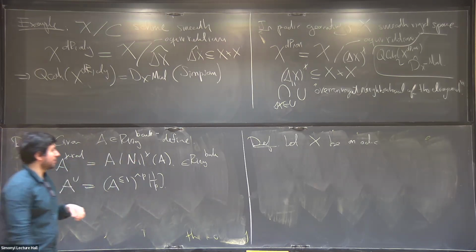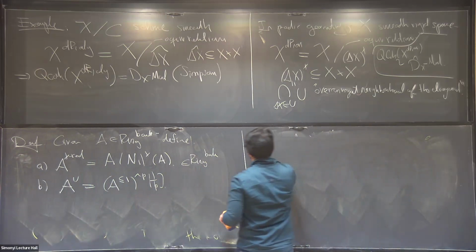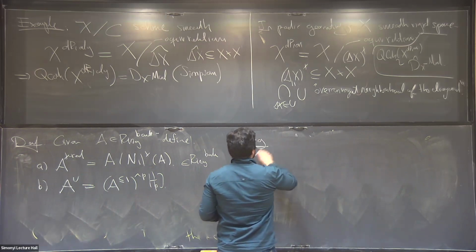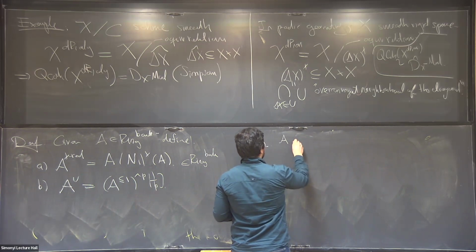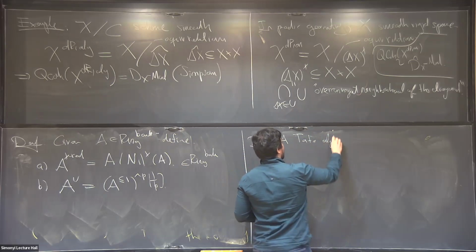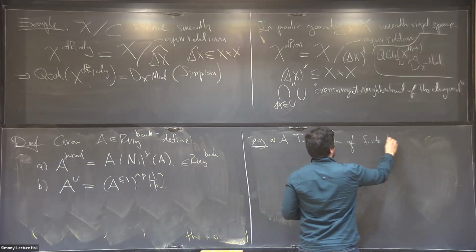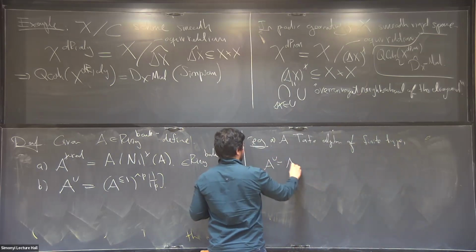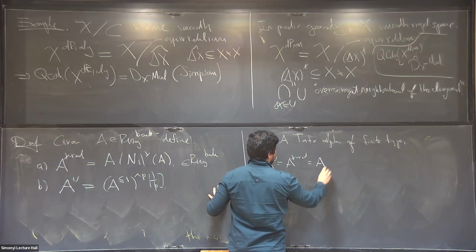Let me just give an example of these constructions. If A is a Tate algebra of finite type, then the uniform completion is the same as the reduction, which is the same as the actual reduction.